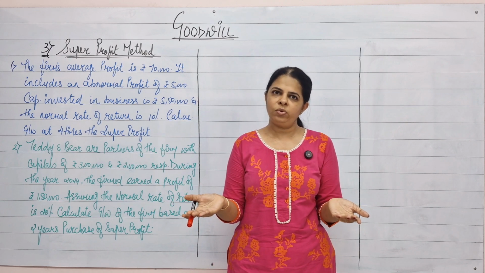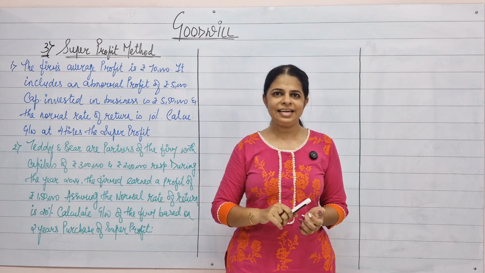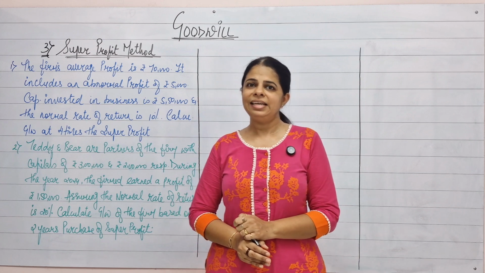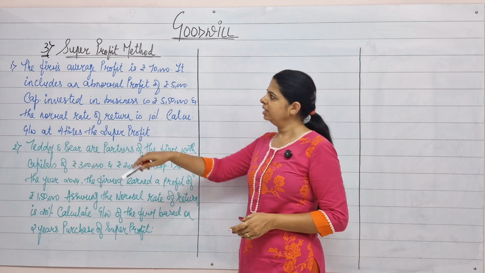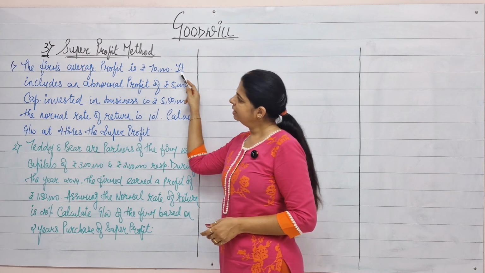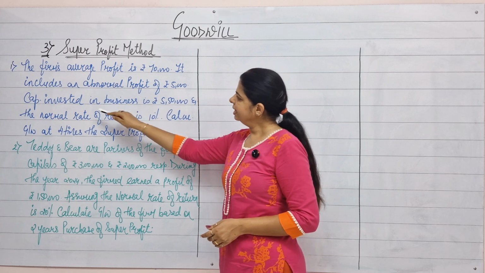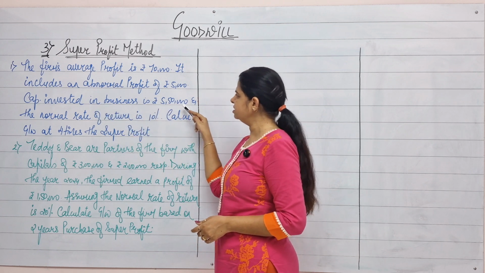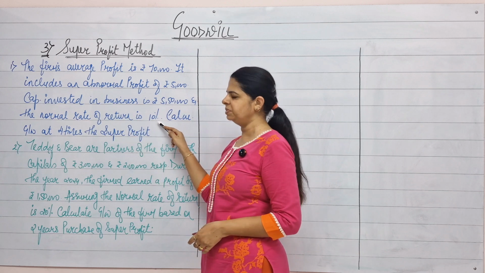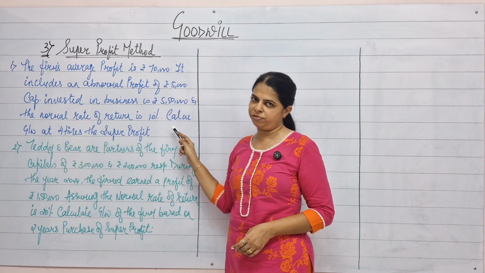So this is what we are going to discuss using these two practical sums. In the end, I'll give you one more pro tip also, so stay tuned till the end. Let's see what the first sum says. The firm's average profit is 70,000 rupees. It includes an abnormal profit of 5,000 rupees. Capital invested in business is 5,50,000 and the normal rate of return is 10%. Calculate goodwill at 4 times the super profit.